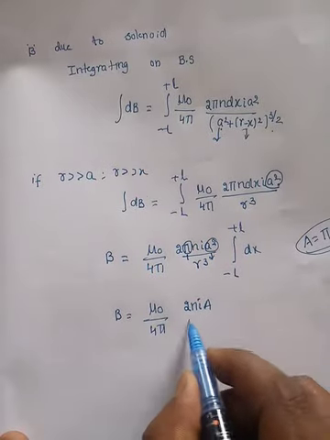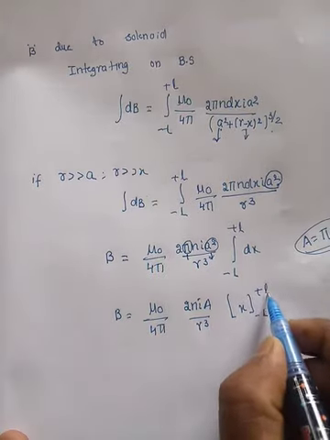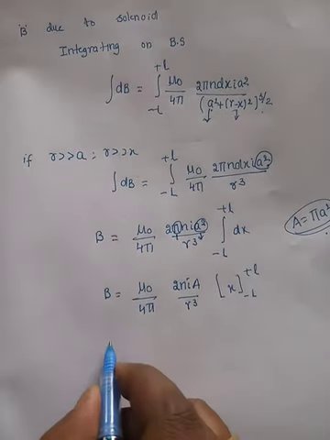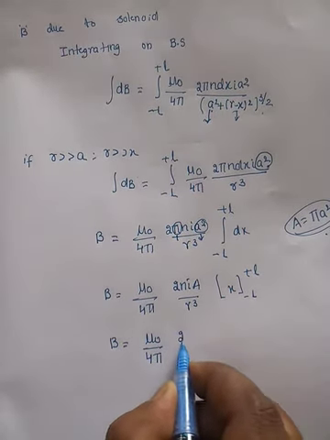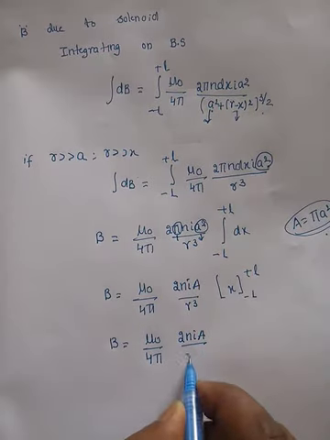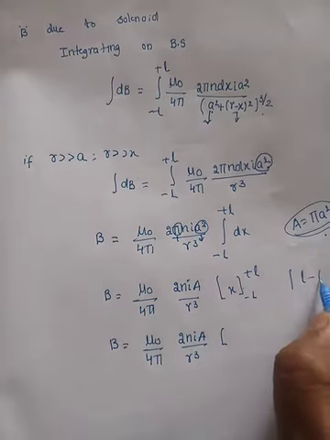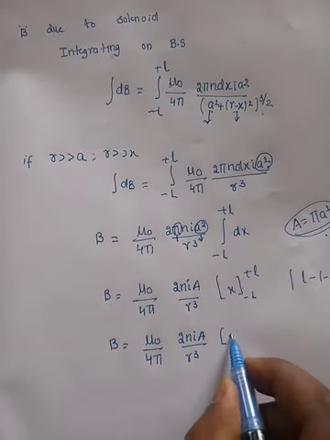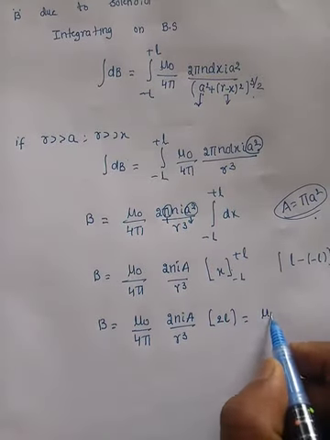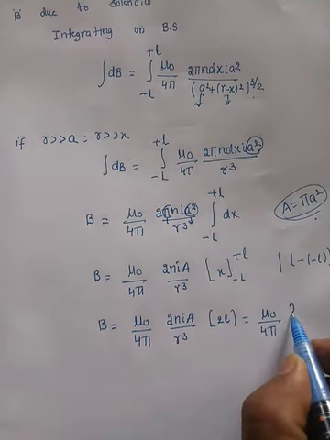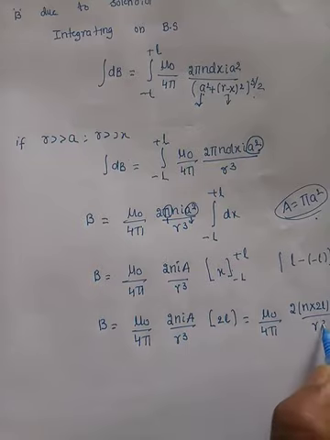Integration of dx, with x limits minus L to plus L. So, applying the limits, B is equal to mu naught by 4 pi, 2 n I a by R cube. If you apply the limits, what do you get here? L minus of minus L is L plus L, we get 2L. That can also be written as mu naught by 4 pi, 2 into n into 2L, I a by R cube.